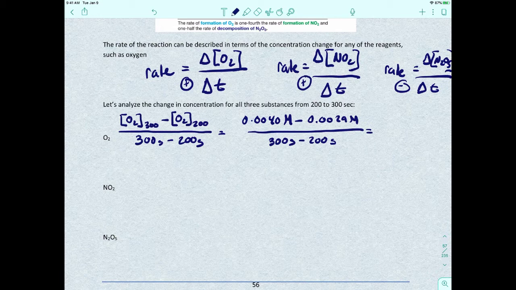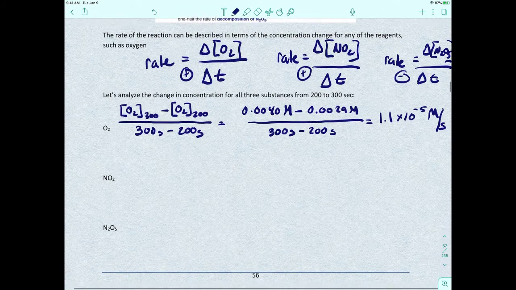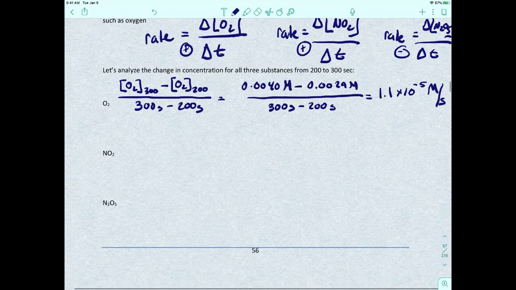Okay. So if I get 0.0040 minus 0.0029 divided by 300 minus 200, which is 100, if I do that, the rate between 200 and 300 seconds should be 1.1 times 10 to the minus fifth molar per second. So that's my unit, molar per second. All right. Now let's check out the rate for NO2.